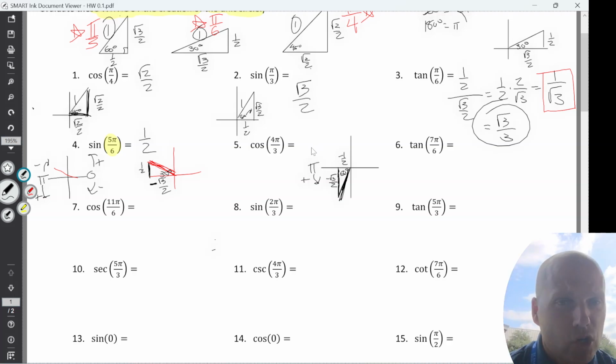Yeah, cool. Cosine. Adjacent over hypotenuse. So cosine, adjacent, always x. X is negative 1/2 in this situation.